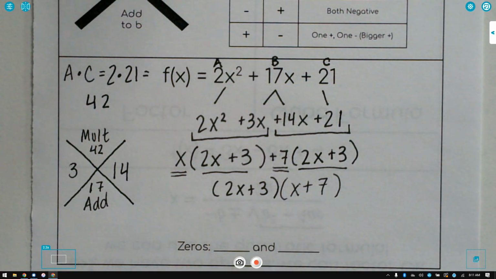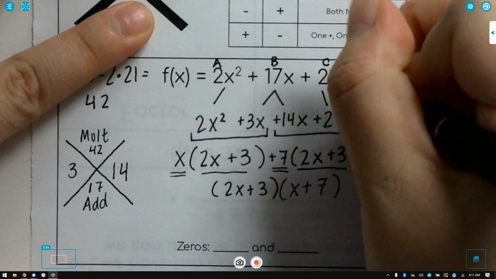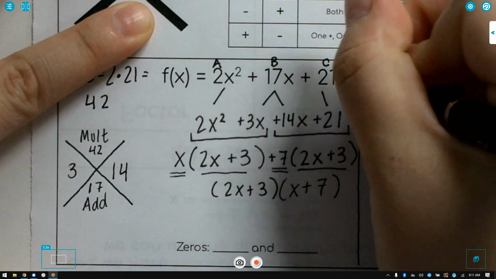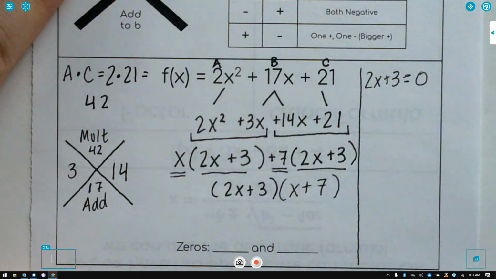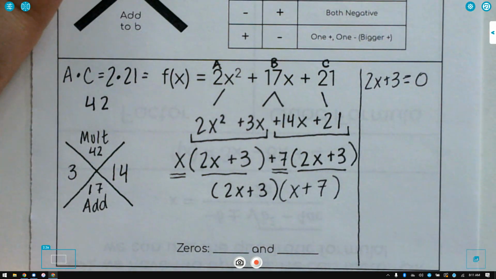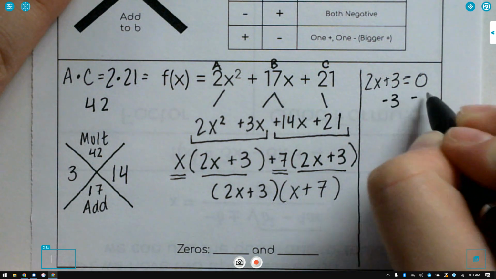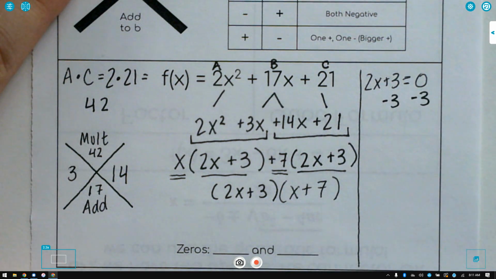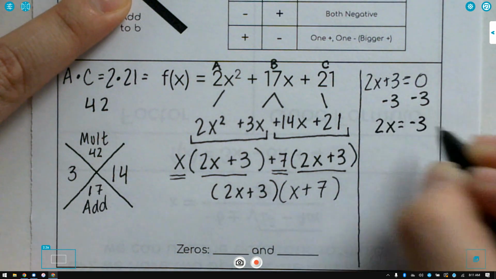So zero product property, something like that. We're going to take this 2x plus 3. I'm just going to do it over here on the side. Set it equal to 0 and solve like a normal equation. We're going to end up with a fraction on some of these. So I'm going to subtract 3 from both sides. We'll get 2x equals negative 3.